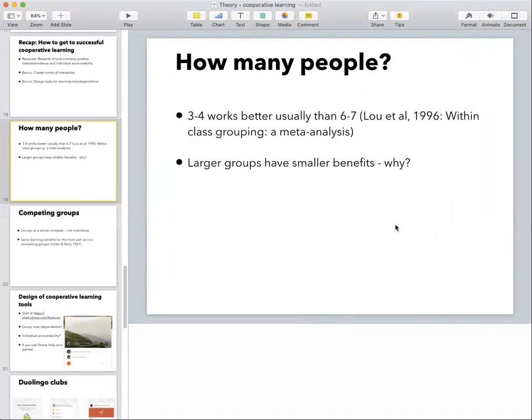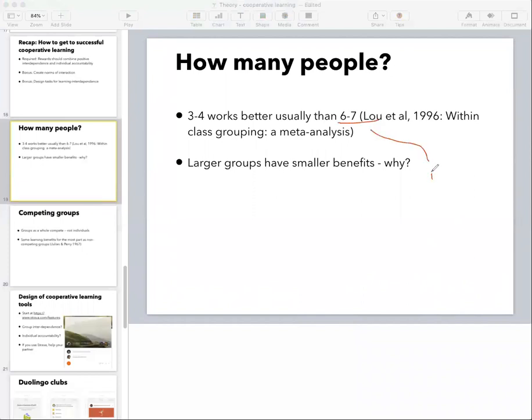In particular, it works better than 6 or 7 people. With more people, there are two problems. One is what we call social loafing. This is the idea that students stop contributing because they assume someone else will pick up the slack. Social loafing gets worse with larger groups. So 3 or 4 is sort of the Goldilocks number.